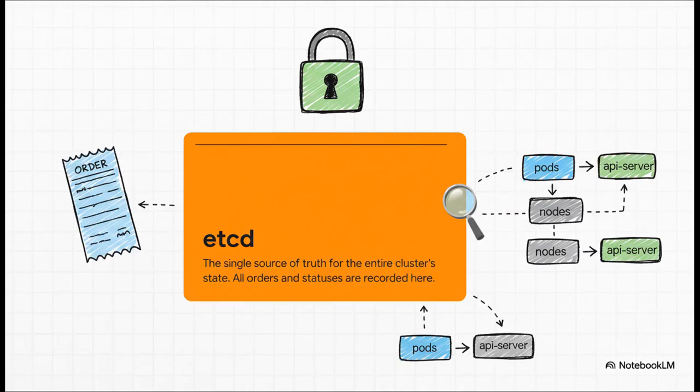So what holds this entire kitchen together? Well, it's the order ticket system. In Kubernetes, that's a component called etcd. You can think of it as a super reliable database that acts as the single source of truth for the entire cluster. Every request, every change, the status of every single pod, it's all recorded in etcd. And here's the key. If it's not in etcd, as far as Kubernetes is concerned, it just doesn't exist.